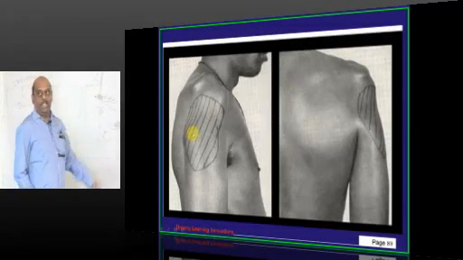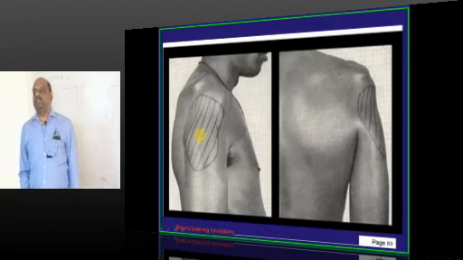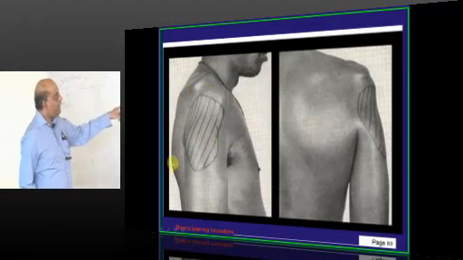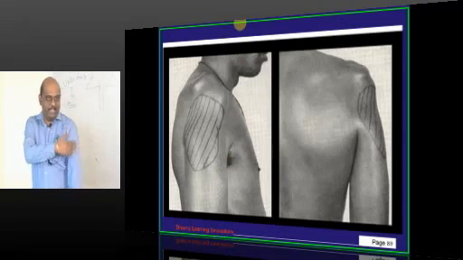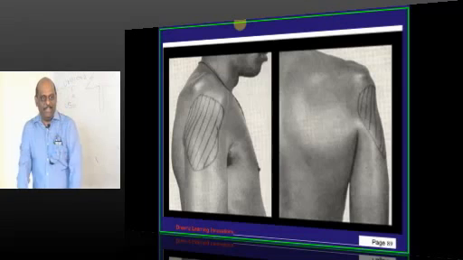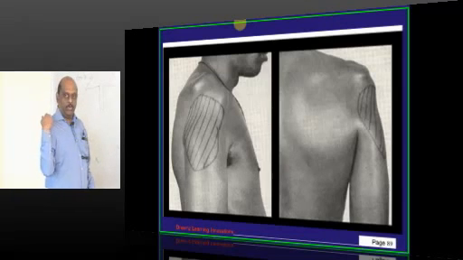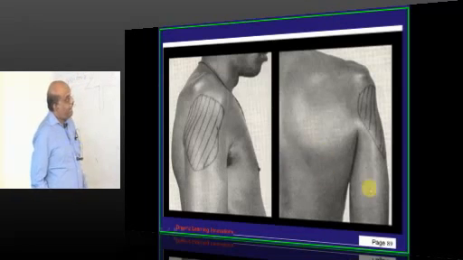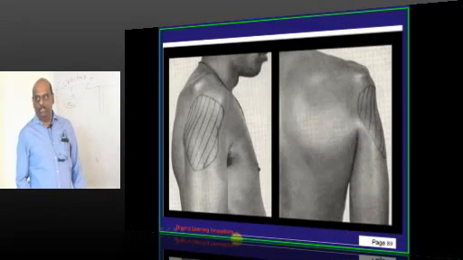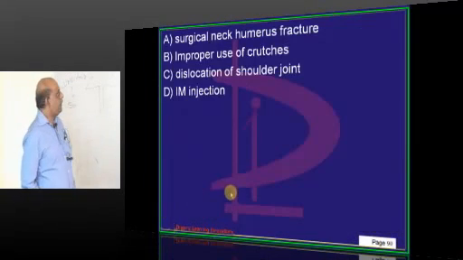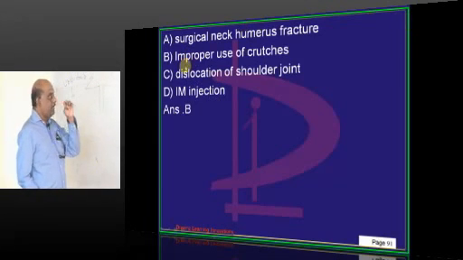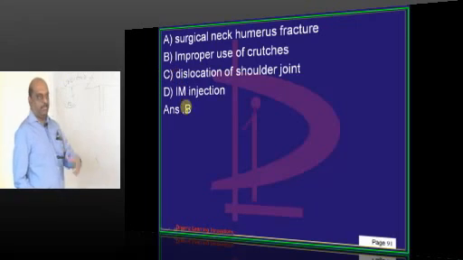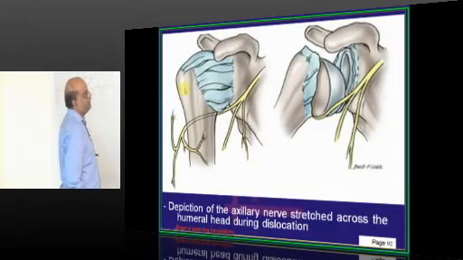Now there is a nerve injury with a sensory loss in the area. What is this area called? Regimental badge area. Superintendent of Police, Inspector General of Police, they carry IPS, no? Regimental area overlying the deltoid. And also you can see the atrophy of the deltoid, which is classical of axillary nerve injury. So axillary nerve injury can occur in surgical neck of humerus fracture, dislocation of the shoulder joint, or if you give a wrong and improper intramuscular injection is what you need to appreciate.